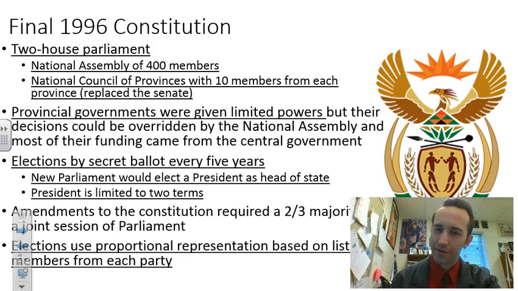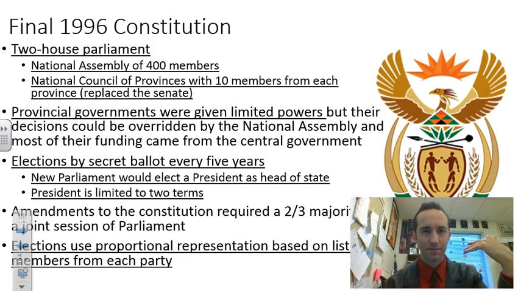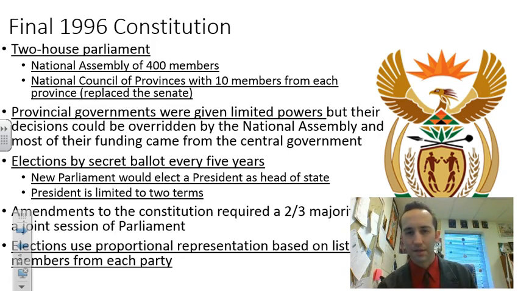The state or provincial governments were given limited powers, but their decisions could be overridden by the National Assembly, and most of their funding came from the central government. So it's federalism, similar to America, where the states can pass laws, but the federal government can overturn those laws.